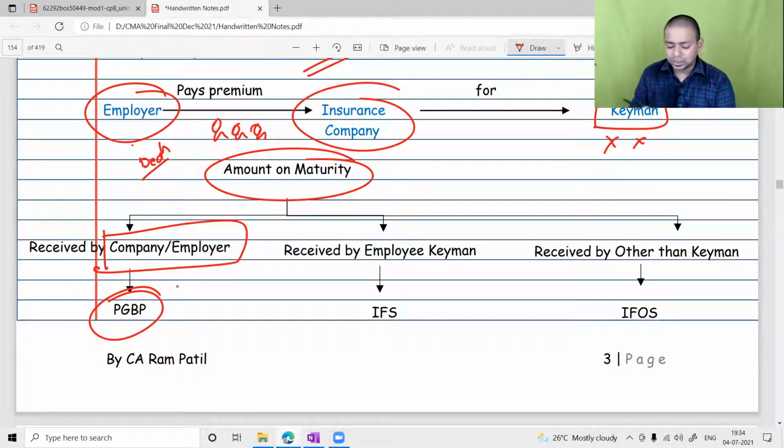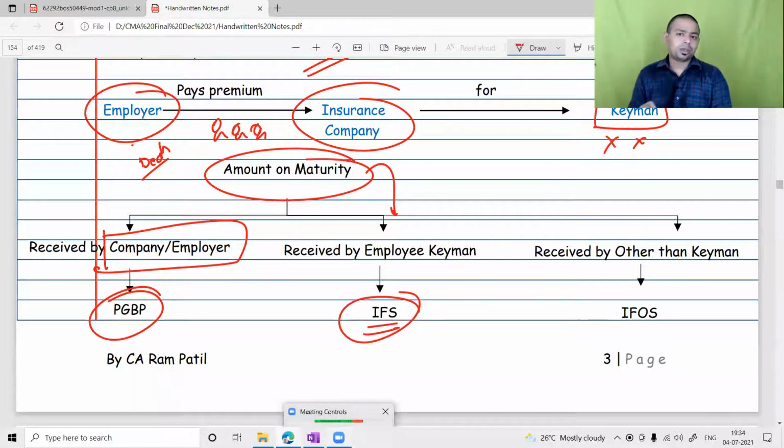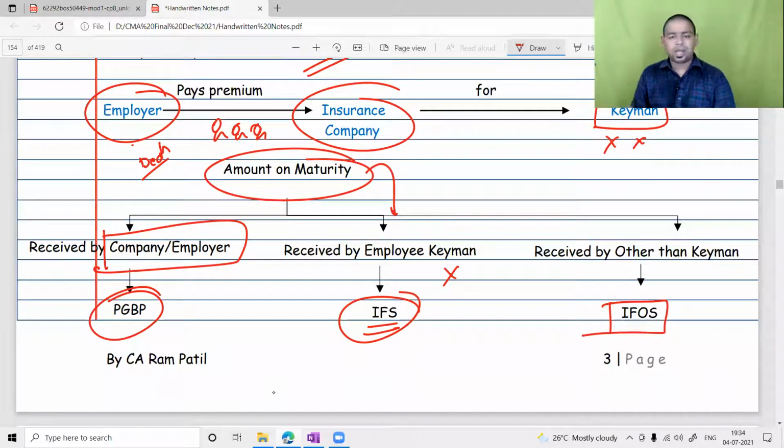Sometimes the organization says the keyman stayed with us all his life, for 30 years he has worked with us, so we should honor him by transferring the insurance scheme to the keyman. So what will happen now? It will be taxable in the hands of the keyman as income from salary. Sir, what if the keyman has died and the money is received by another family member, or the keyman was not an employee of the organization? Then in that case, it will be taxable as IFOS.